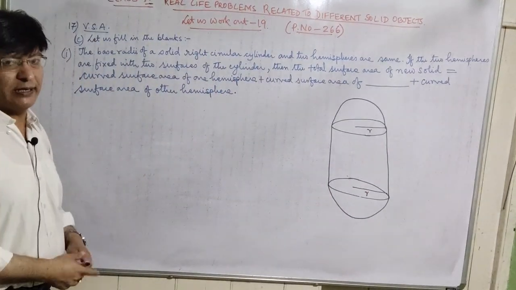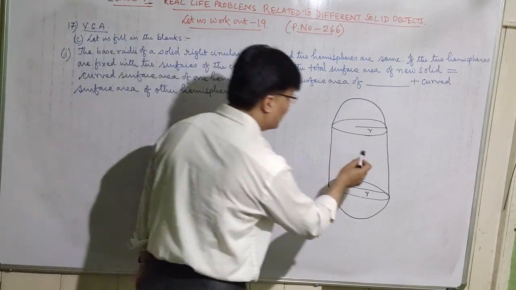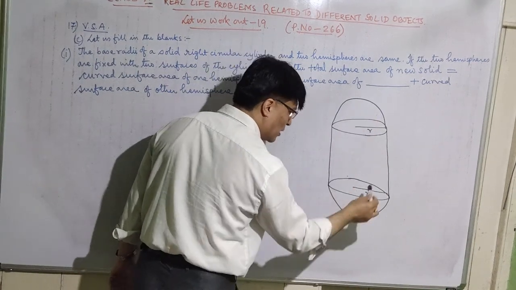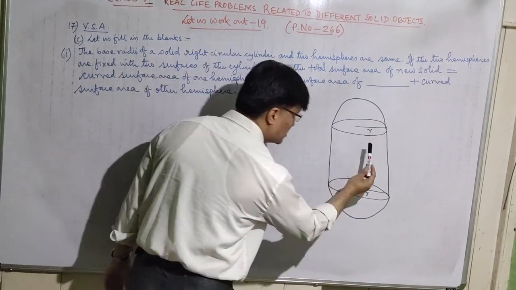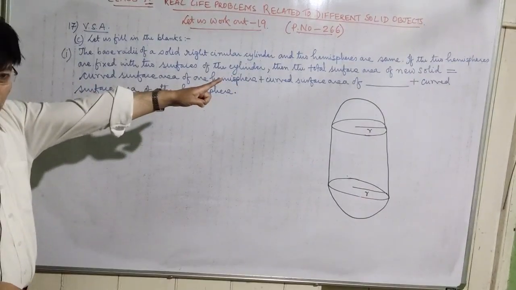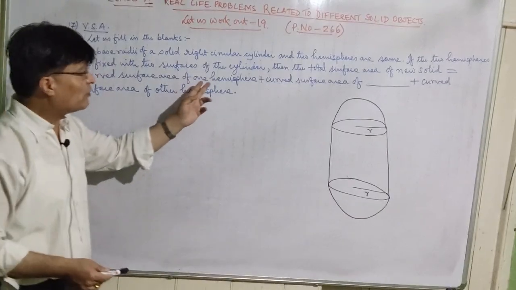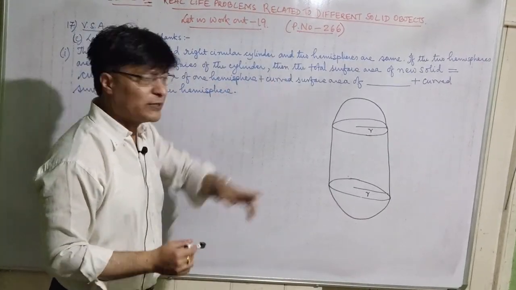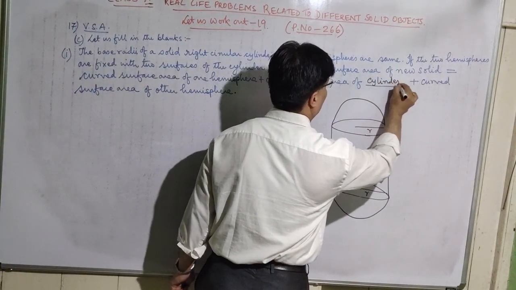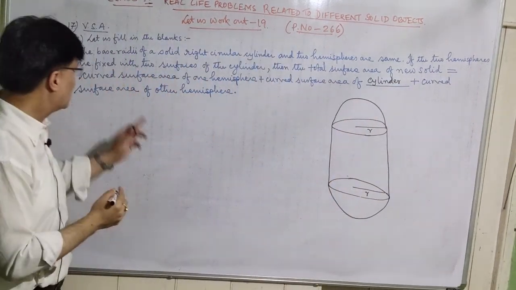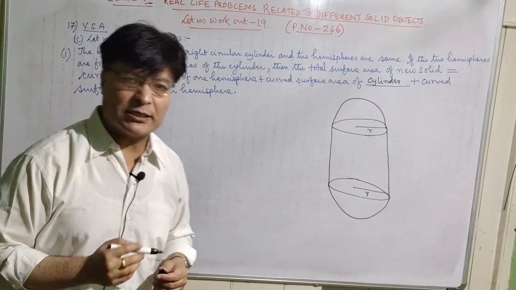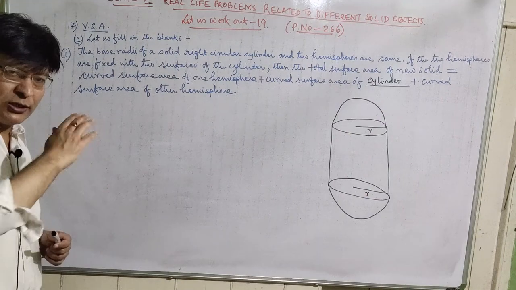So what goes in the blank? Cylinder. Is that clear? The total surface area of this new solid is the surface area of the first hemisphere plus the surface area of the second hemisphere plus the surface area of the cylinder. That means the total surface area of the new solid will be equal to the curved surface area of one hemisphere plus the curved surface area of what? Cylinder. So in the blank, the curved surface area of the cylinder, plus the curved surface area of the other hemisphere. So this is the correct answer. Is that understood? So you can copy it.